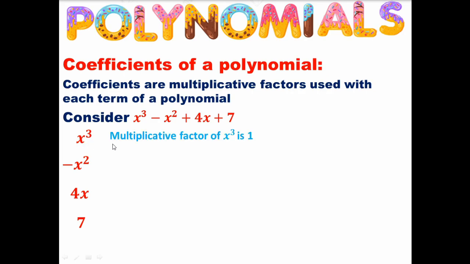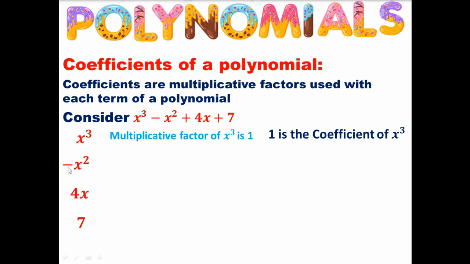So that 1 is the multiplicative factor of x cube. Here the multiplicative factor of x cube is 1, and that 1 is the coefficient of x cube. So this is how we define the coefficient. Coefficients are multiplicative factors used with each term. Now consider x square.